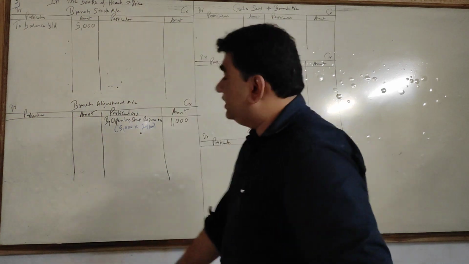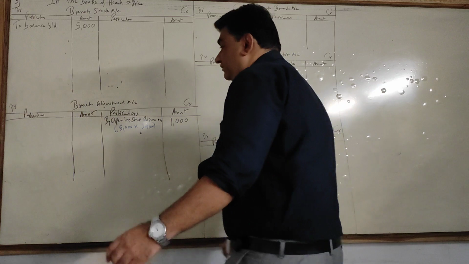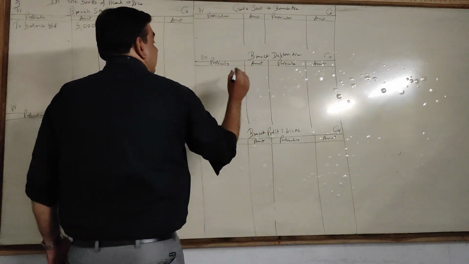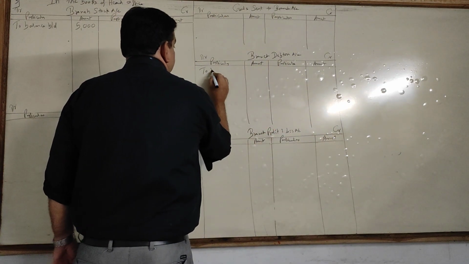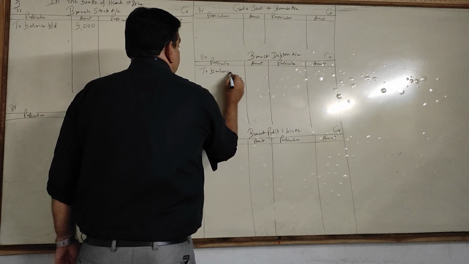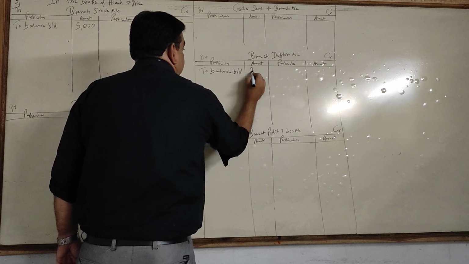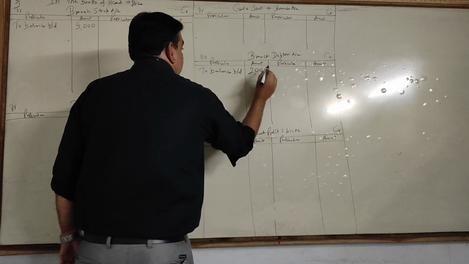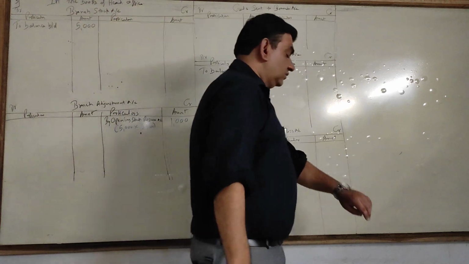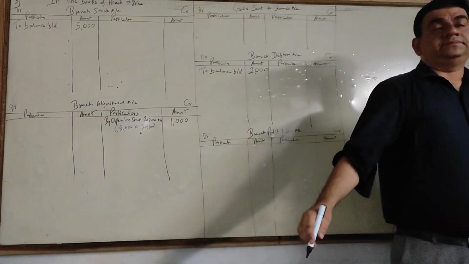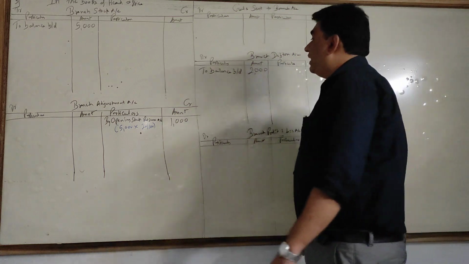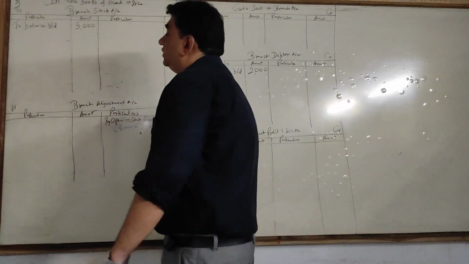Debtors 2,000. Opening balance of debtors. We know very well debtor is an asset. Assets always have a debit balance. So to balance brought down 2,000.